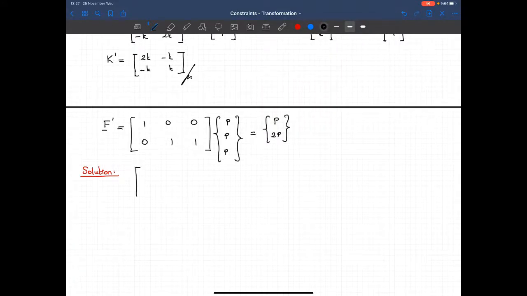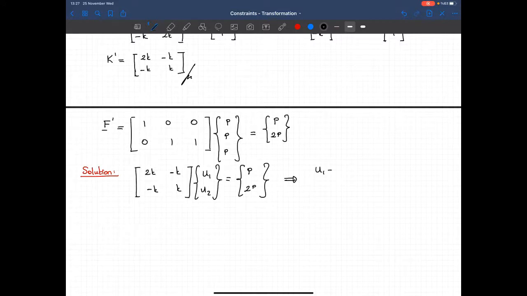I got 2K, minus K, minus K and K. Now I got only 2 degrees of freedom, U1 and U2, and I have this new force vector P and 2P. And the results are as follows. U1 will be equal to 3P over K, and U2 is equal to 5P over K. And that's the result. Let's check if this makes sense, right?